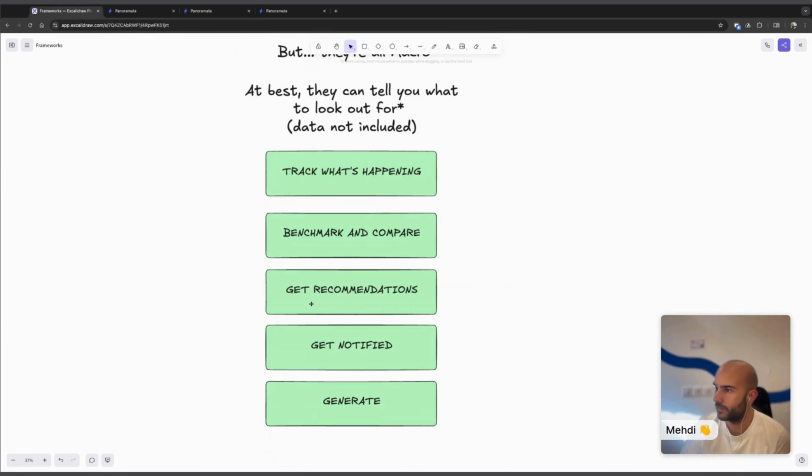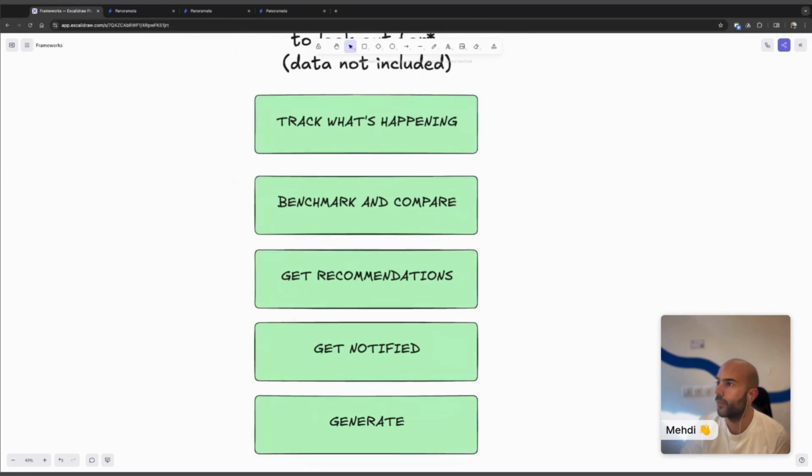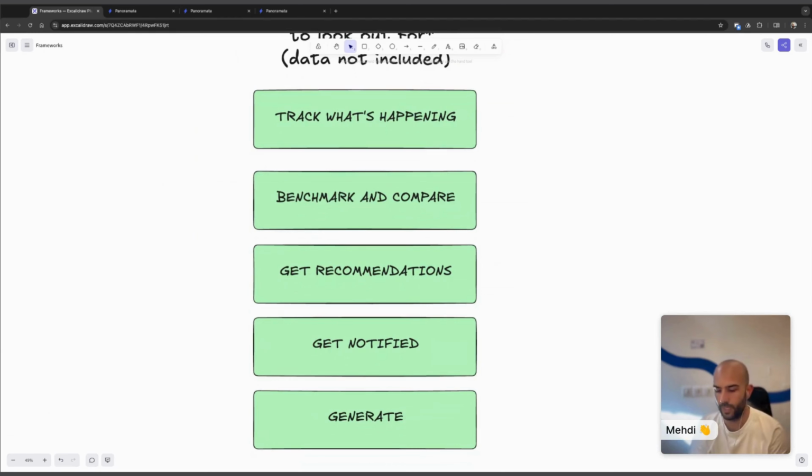Just want to highlight the main 5 ways you could use Panoramata to help you think about competitive analysis and how it can help you get and build all these frameworks pretty much automatically. The first step is going to be to track what's happening, gathering the data, who's active, where, when, what they're doing, which kind of change they're implementing, what they're keeping on doing. So gather the data, track what's happening, benchmark and compare.